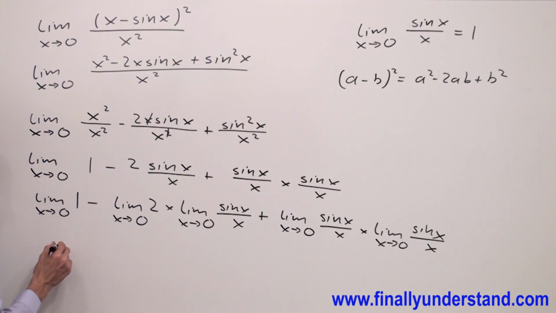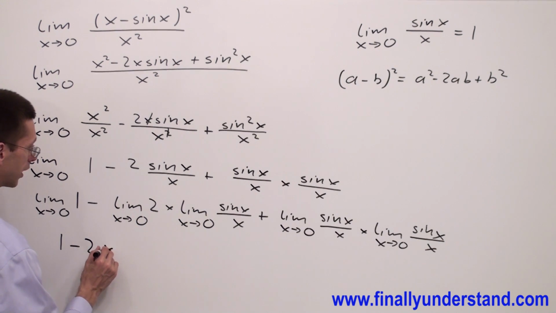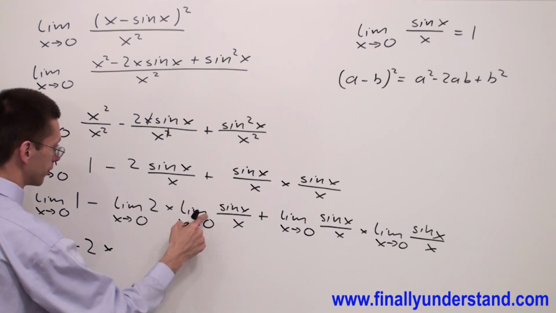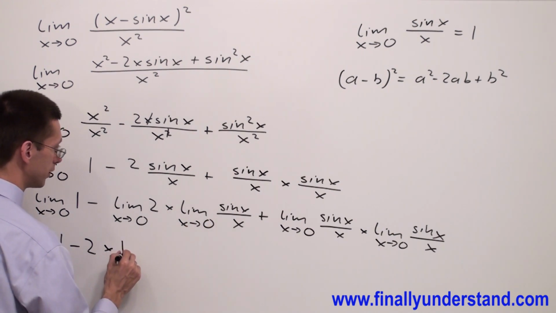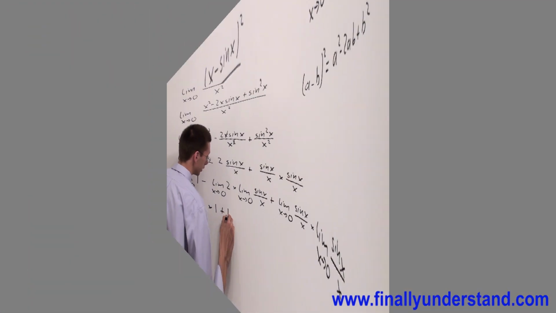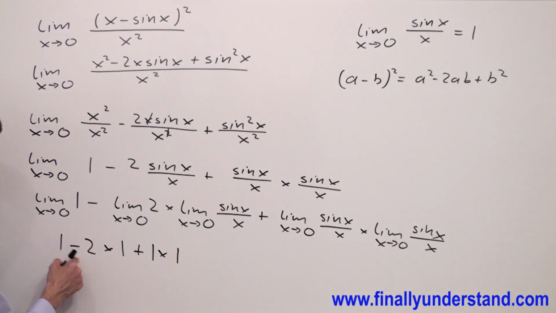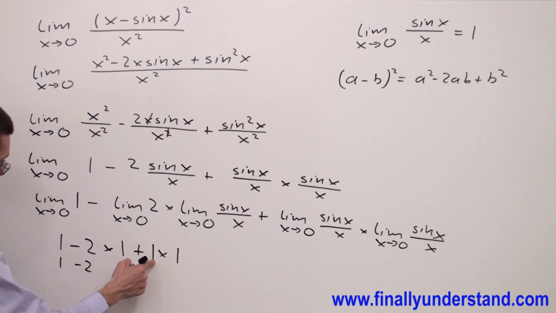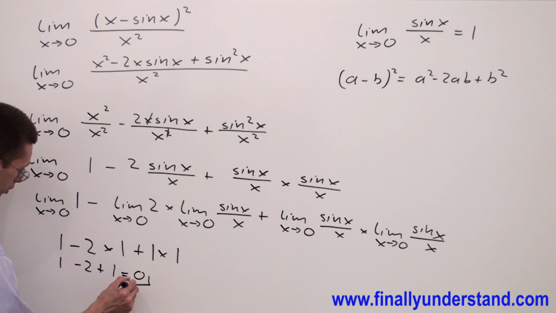The limit of a constant is equal to the constant. So I have 1 minus, the limit of a constant is 2, times the limit of sine of x over x with x approaching 0, which is 1, plus, again I have 1 times 1. 1 minus 2, because negative 2 times 1 is negative 2, 1 times 1 is 1, plus 1. 1 minus 2 is negative 1, plus 1 gives me 0. This is the solution to my problem.